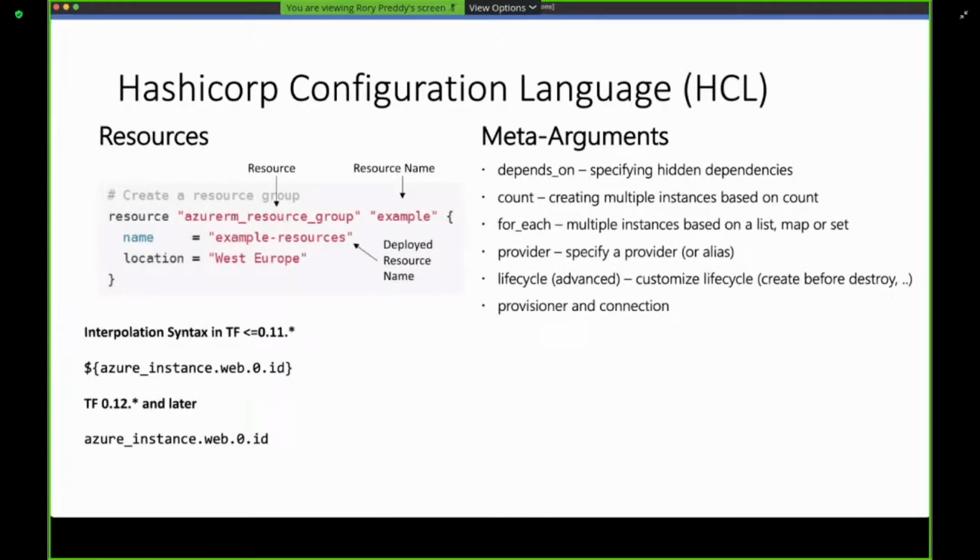So in provisioning with Terraform, you'll use something called HashiCorp Configuration Language, and it defines your resources. You can see there a resource and a resource name, and it gives you the ability to use higher level language constructs. So you can actually use depends_on, count, for_each, provider, lifecycle, and in the newer version you can also use string interpolation. So you can use it as a nice little language. In this example here, we've got a resource group there, the name and some properties there. So that's the HashiCorp Configuration Language.